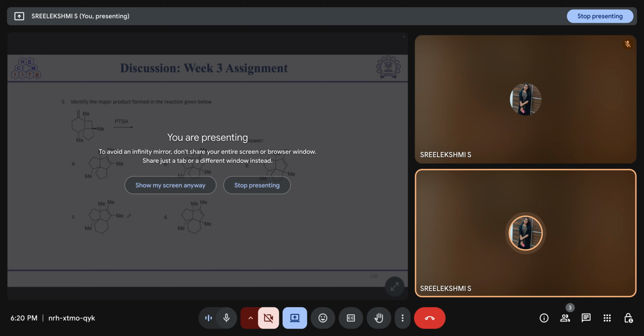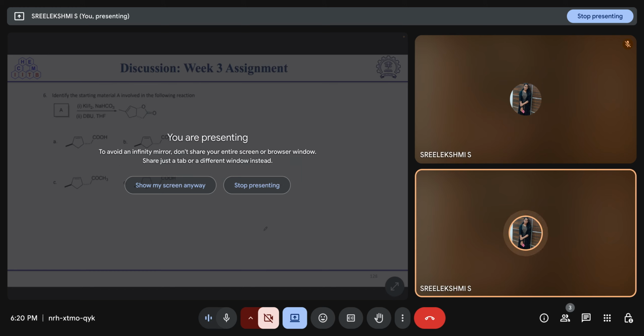So here the correct answer is this one, option B. And here what is happening? First, this PTSA will protonate this double bond to form this carbocation. Then this bond will migrate to form this carbocation, and when this bond migrates to here, it can give this one. Then a proton will be lost and it will give this isocomene. So the correct answer would be option B.